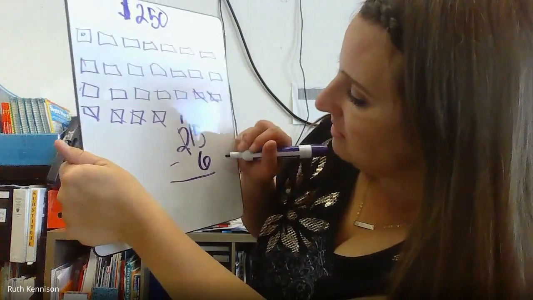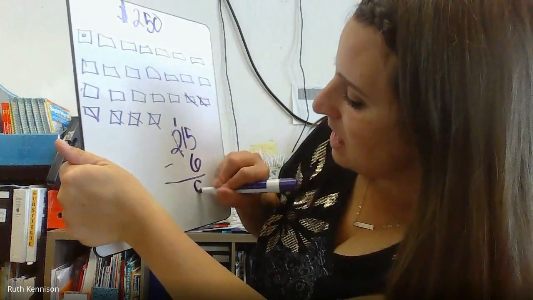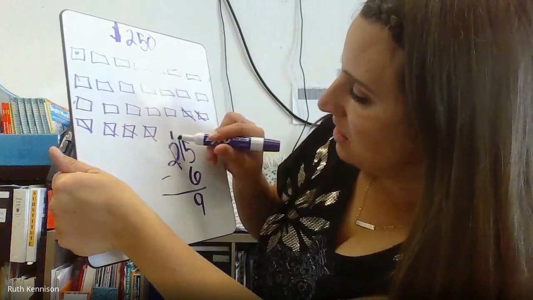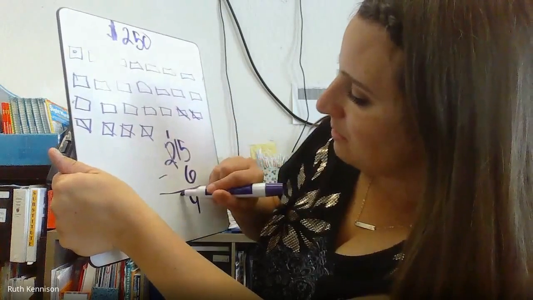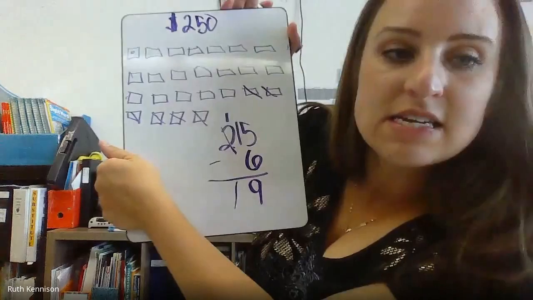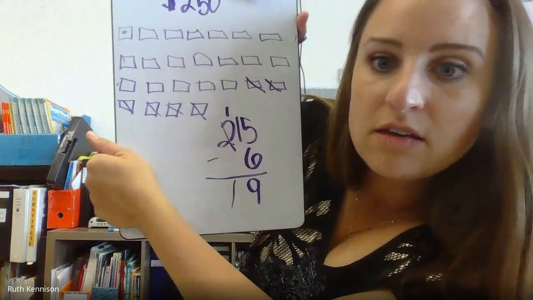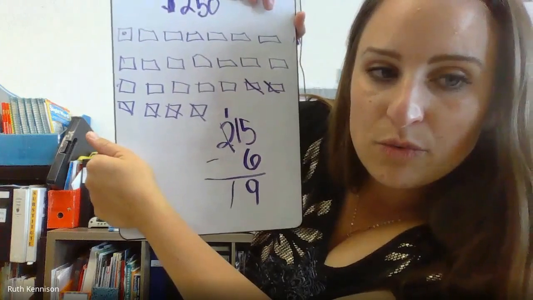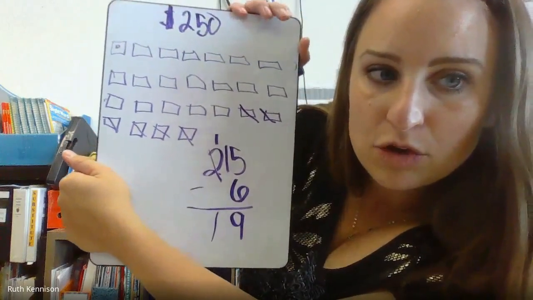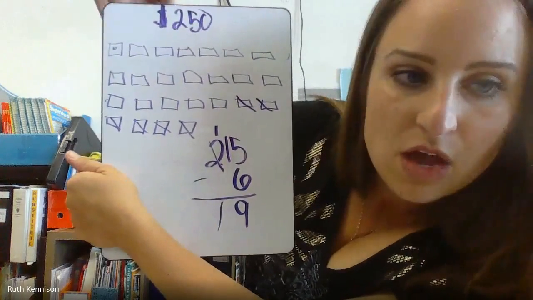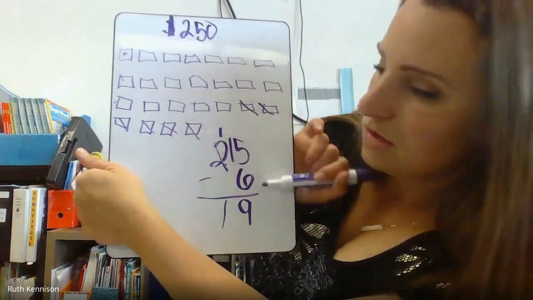So I would say 9 plus 6 would equal 15. I don't have anything to subtract from my 1, so I'd bring it on down. 19. Did I get the same answer both ways? Yes, I did. So you can do it both ways. You can count up all those tens and then take 6 away, or you could do it like that.